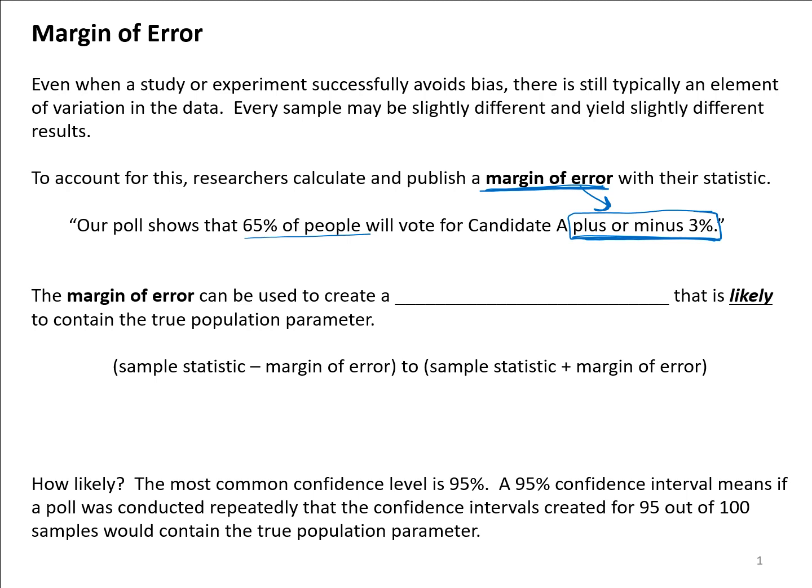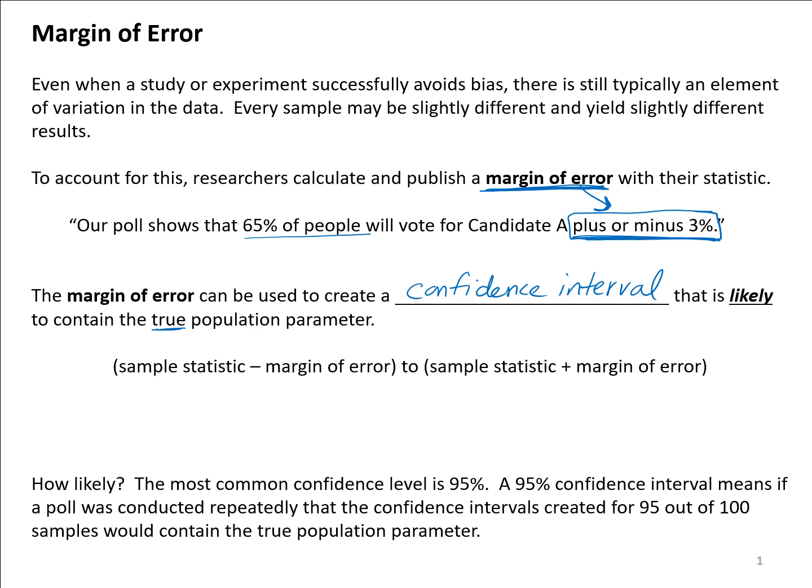Now, the margin of error is used to create something we call a confidence interval. That confidence interval is likely to contain the true population parameter. In other words, for this example, we know the sample showed us that 65% of people will vote for candidate A, but the confidence interval will hopefully contain the true percentage of all the voters that would actually vote for candidate A.